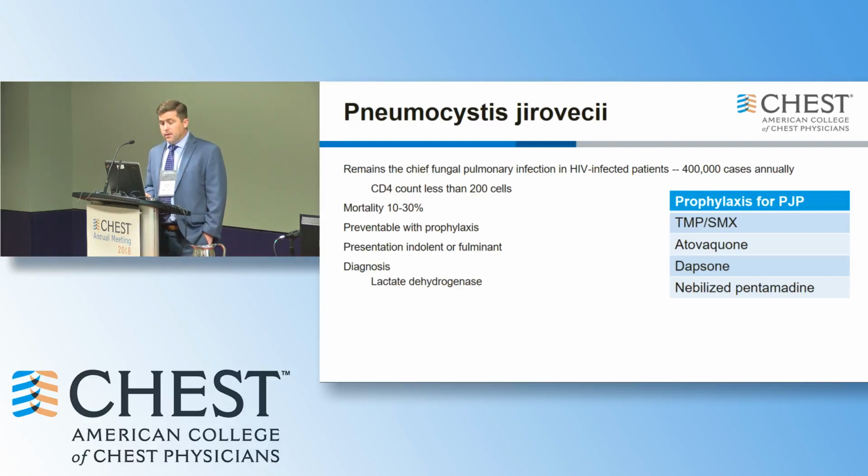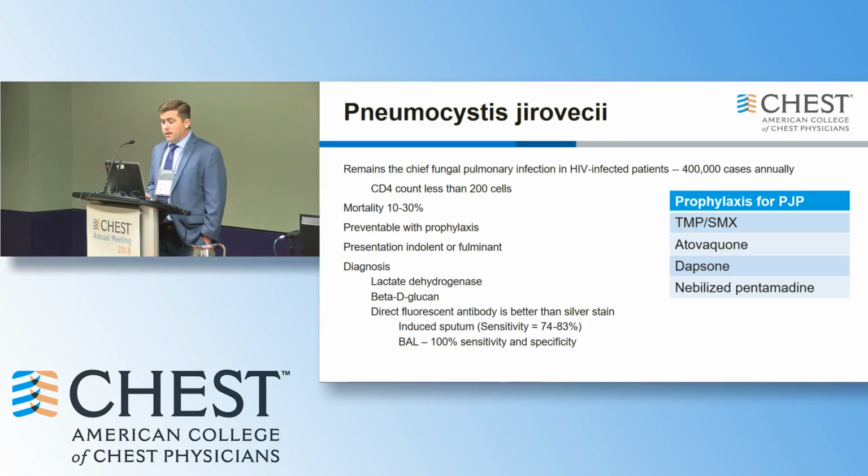The diagnosis is maybe supported by an elevated lactate dehydrogenase, although that's certainly not specific. That beta-D-glucan can also support the diagnosis, really help rule it out more than anything, given that there's other fungi that can also be positive with that test. The direct fluorescent antibody is better than a silver stain, and when you're testing a sample like a BAL or an induced sputum, and indeed the induced sputum has a sensitivity somewhere between 74 and 83%, and so if you can get the diagnosis that way, that's ideal, although sometimes we have to go to an alveolar lavage in the bronchoscopy if the patient can tolerate it, which gives us very good sensitivity and specificity, and is the way we make the diagnosis a lot.